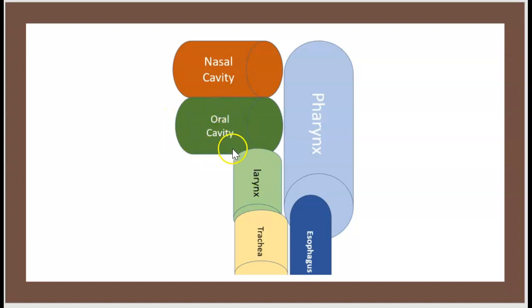So first we have the oral cavity. That's going to be your mouth. The nasal cavity. That's going to be, again, your nose. We're going to have the pharynx and the esophagus. Those are going to be posterior. And then on the anterior side, we have the larynx and the trachea right below it.